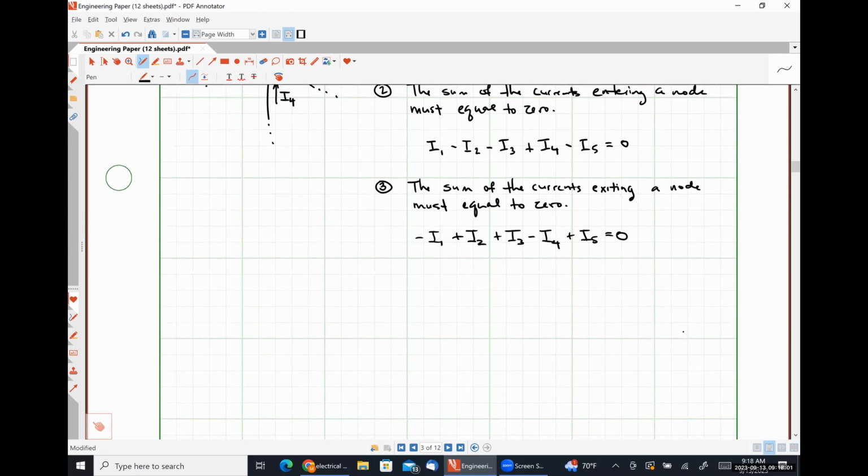So let's start with something fairly straightforward. Let's say that we have a current source that is 4 amps connected in parallel to a resistor connected to a 2 amp source connected to a 5 amp source like so.